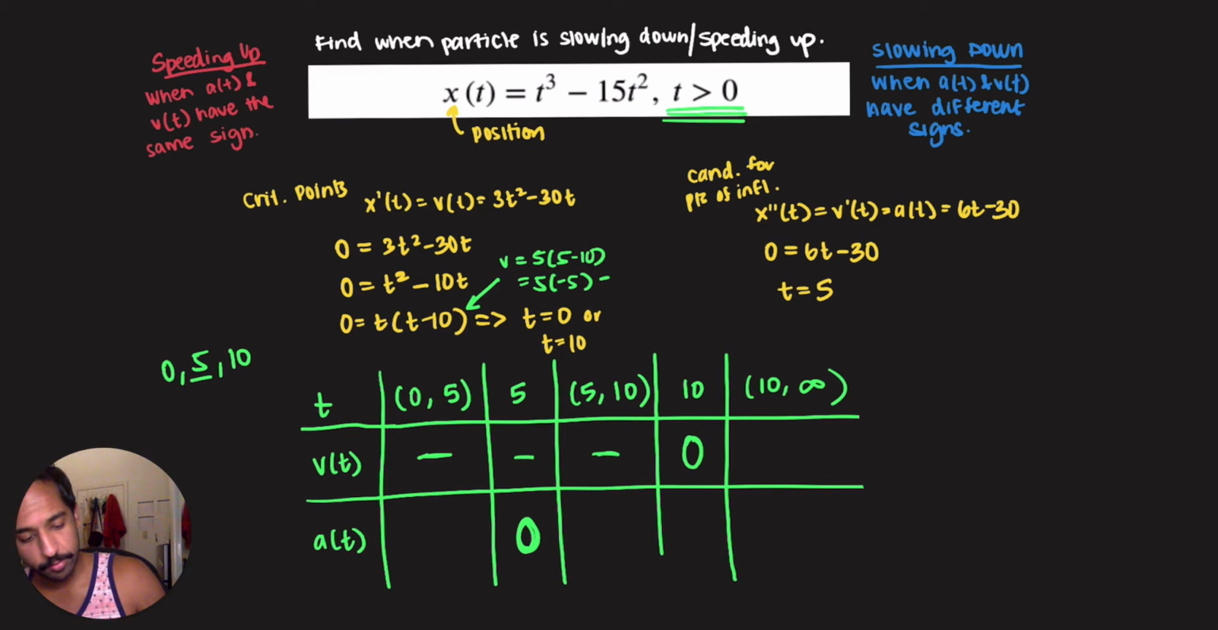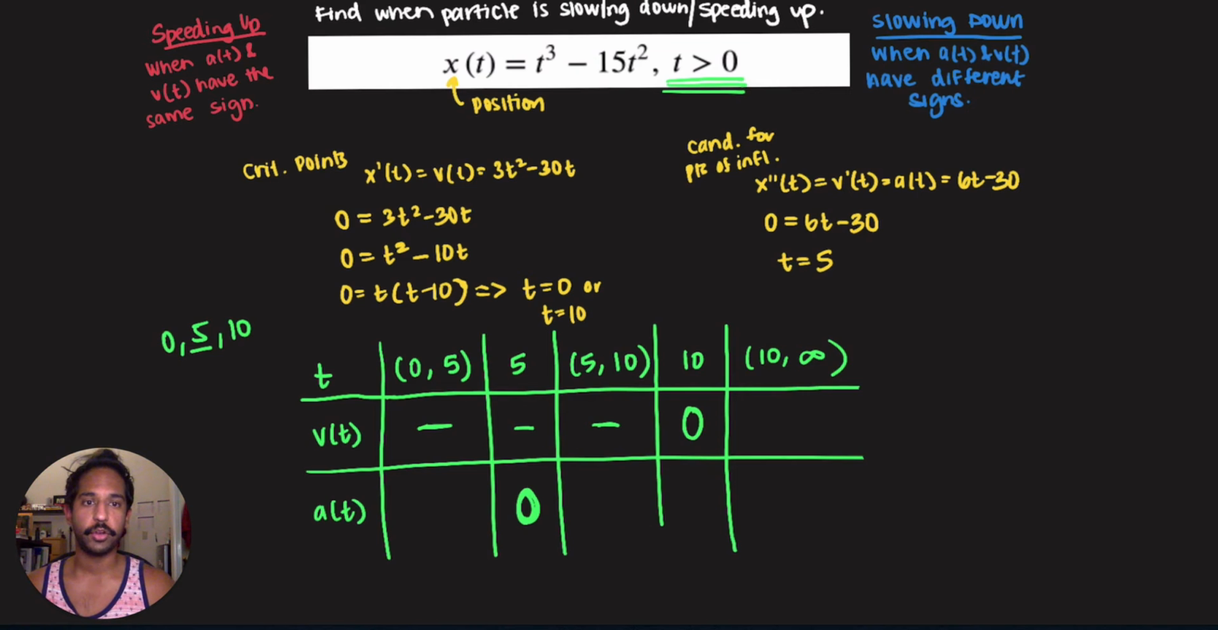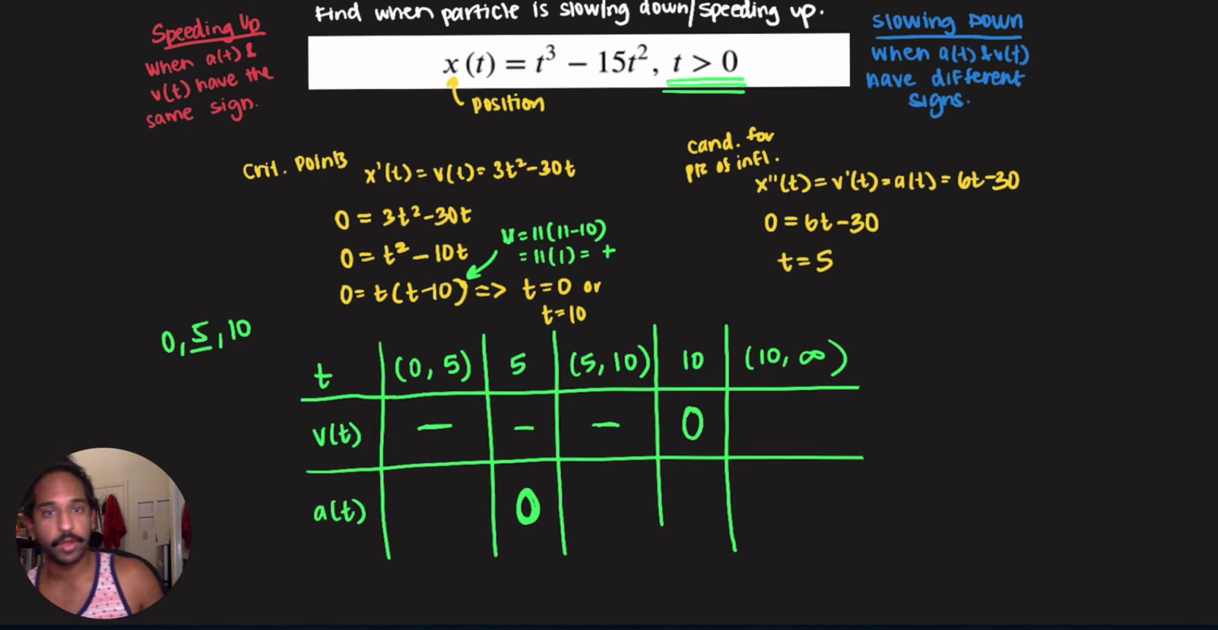We can plug in another number here. So let's try plugging in another value for t that is greater than 10. I'm just going to plug in 11. So we're going to get 11 times 11 minus 10, which would be 11 times 1. And we know that's 11, but all we care about is that it's positive. It's a positive value. Great.